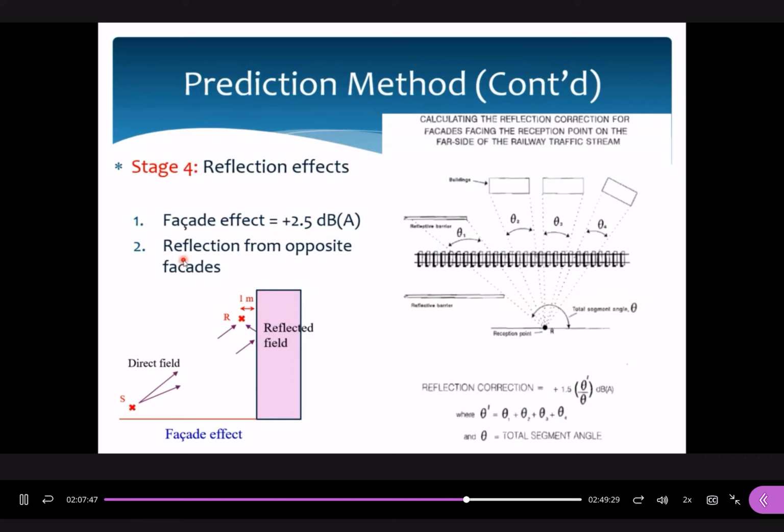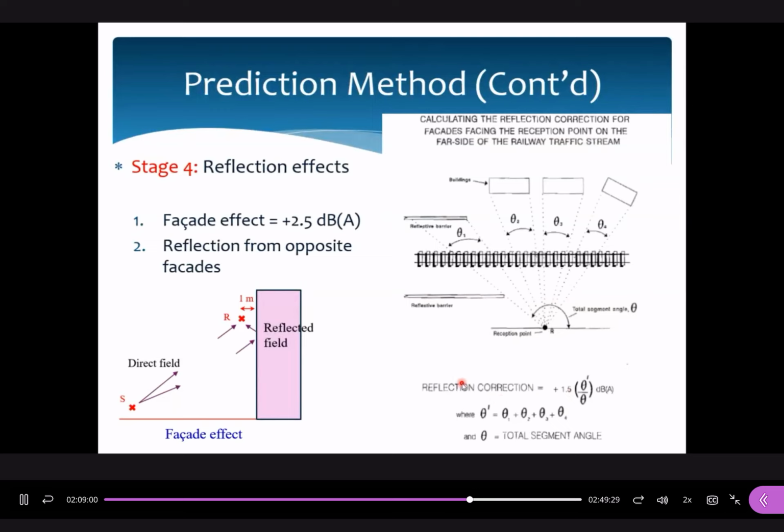The second point is reflections from opposite facades. Let's say this is a track, correct? This is the assessment point, but on the opposite side, we still have some buildings. You may ask, under what conditions do we need to consider the reflections from opposite facades? It depends on the real situations. If all these buildings are far away from this rail track, we don't need to consider this one. If they are closer to this rail track, we may need to consider this one. How to consider this one? We use this correction equation, which is 1.5 times the sum of theta i over theta. Theta is the total angle, and the sum of theta i is theta 1, theta 2, up to theta 4. We just consider each angle, and then you can find out the reflection effects. Okay?